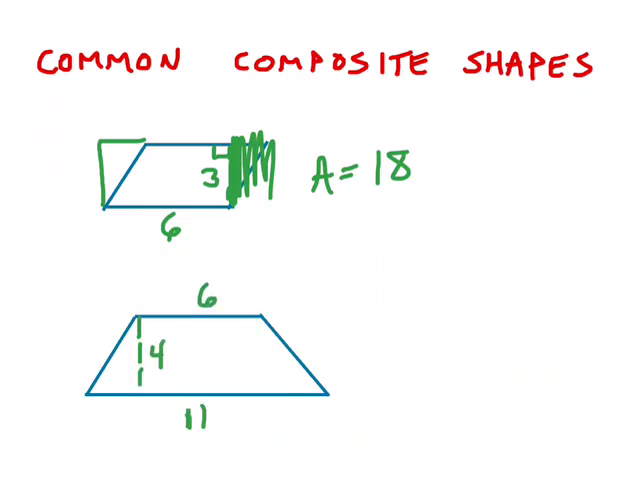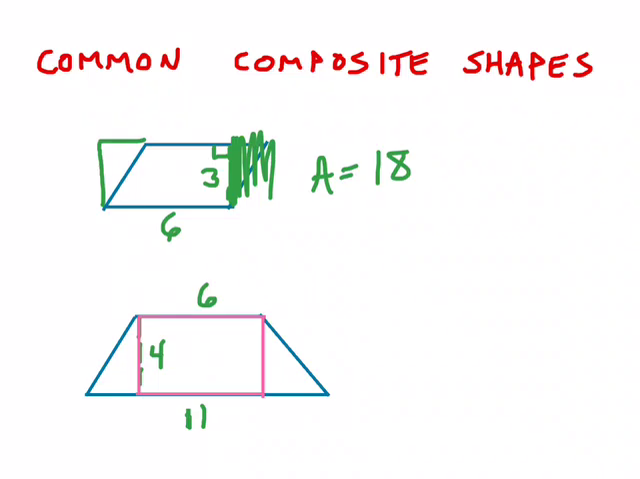Let's say, for example, that I know that this trapezoid has a height of 4, its top is 6, and its bottom is 11. Again, if I imagine dividing this thing up, the first thing I'm probably going to do is think of it as a rectangle with 2 triangles attached. Now it becomes a lot easier to deal with.